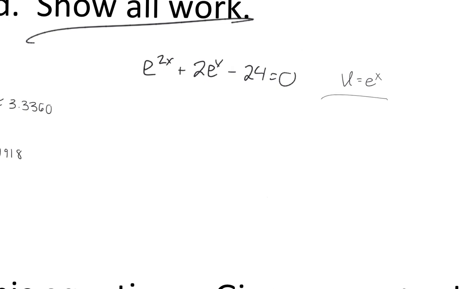And then using that, this e to the 2x is going to be u squared, plus 2e to the x is just plus 2u, minus 24 is 0. And that one's nice and easily factorable into u minus 4, u plus 6 being equal to 0, which gives us the solutions of -6 and +4. Now, it's important to go back and plug in and determine whether either of those are actually viable solutions.